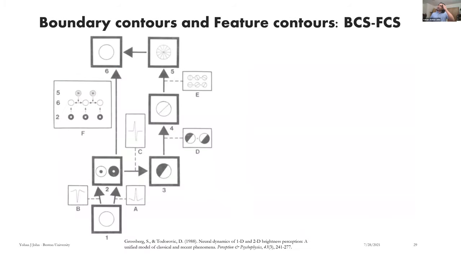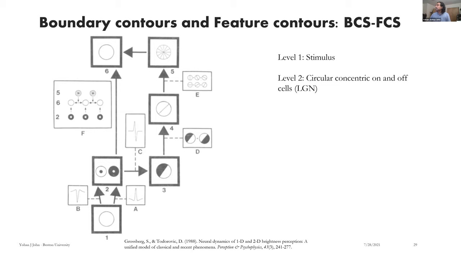So let's now zoom in, and now that we have the general idea of what features and boundaries do, we can zoom in a little. This is the BCS-FCS system, boundary contour system, feature contour system. They're two interacting modules, and we can walk through the steps that are all motivated by findings in the visual system. Level one is the stimulus itself.